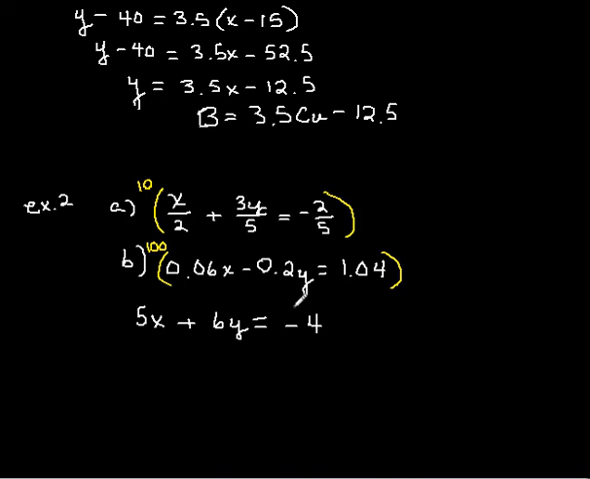That wasn't bad. And now we're just going to move our decimal points over 2 places. That's the same as multiplying by 100. So we get 6x minus 20y equals 104. Okay, it's still not the best equation in the world, but we're going to work with it. At least we don't have fractions and decimals. Okay, so what we need to do is multiply the top equation by something, the bottom equation by something, and hope that something adds out.